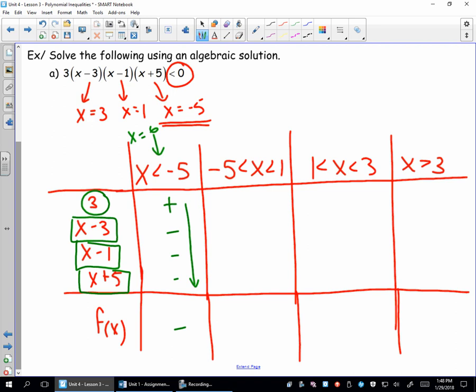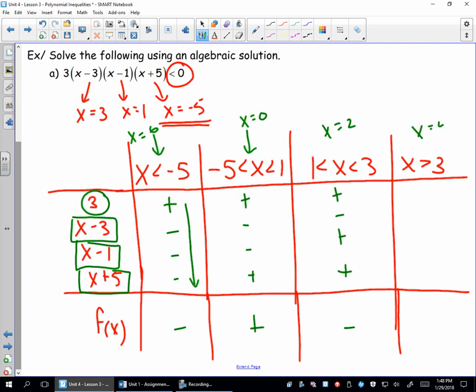Let's try the next one. Let's pick a number in this interval. This number is 0. I can't put a number in for x for the 3, so there's no x. But if I put 0 in here, I get negative. 0 in that one, I get negative. 0 in that one, I get positive. Multiply it all together, I get a positive. I'll try the next one. Let's pick x is 2. 3 is still 3. 2 minus 3 is a negative. 2 minus 1 is a positive. 2 plus 5 is a positive. It comes out to a negative.